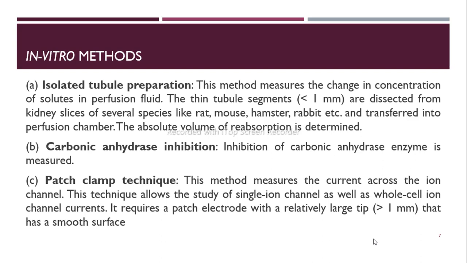Okay, then the second method is carbonic anhydrase inhibition. Very simple method. We have to take the carbonic anhydrase enzyme and we have to put the test drug along with that carbonic anhydrase enzyme in a medium. Okay, and we have to check whether there is inhibition of carbonic anhydrase or not. Okay, so by some analytical techniques we can determine this and we can perform this particular experiment.